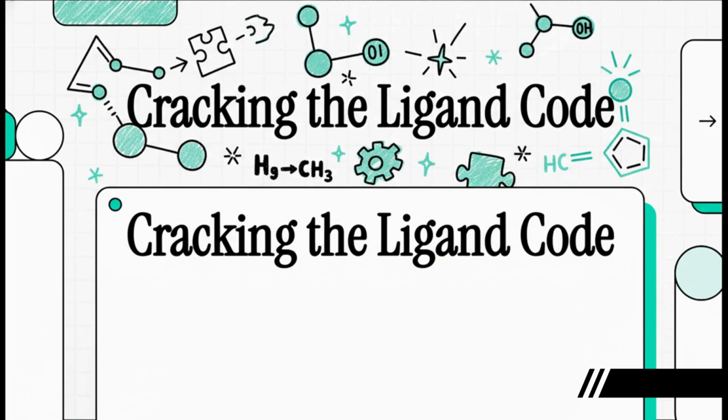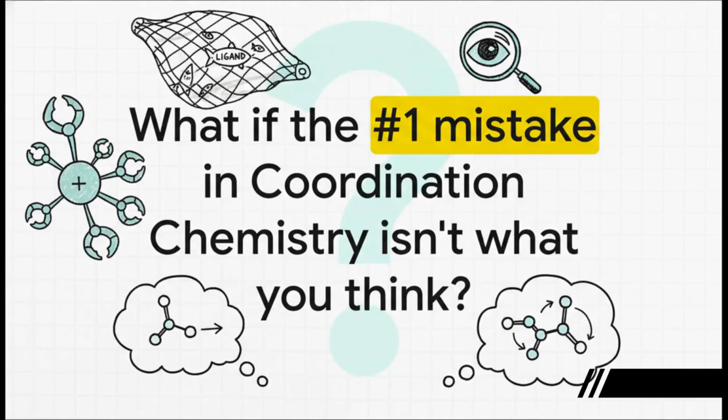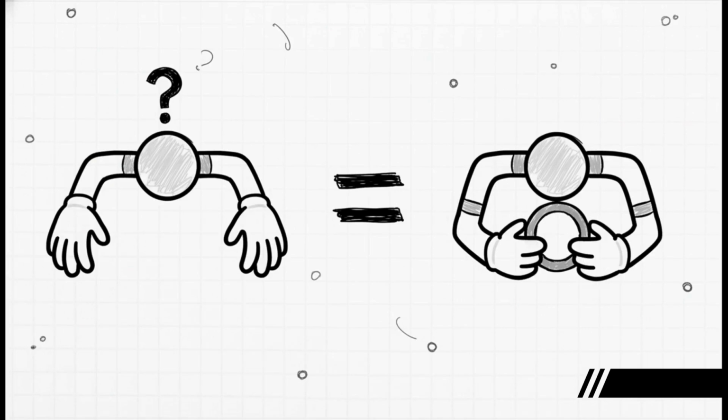Let's get into it. What if the number one reason students lose marks on ligands questions has nothing to do with memorizing crazy names or charges? What if it's a simple, sneaky conceptual trap that examiners just love to set? Well, once you see it, you'll never fall for it again. It all boils down to this one simple idea: confusing a ligand that has two potential hands with a ligand that actually uses both of those hands at the exact same time.